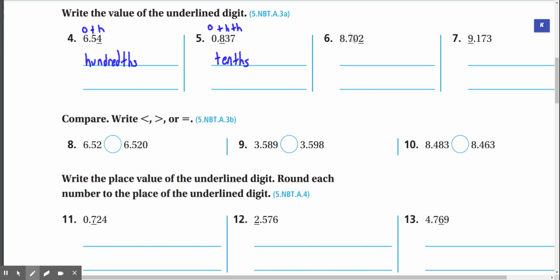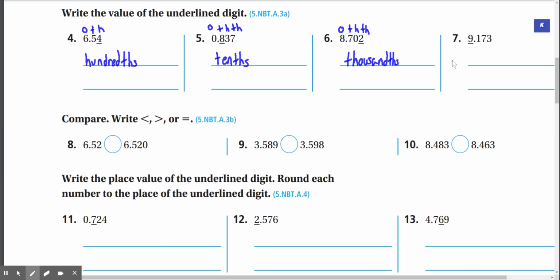Number 6, 8.702. 8 in the ones place, 7 in the tenths, 0 in the hundredths, and 2 in the thousandths. And the underlined digit is 2, which is in the thousandths place.